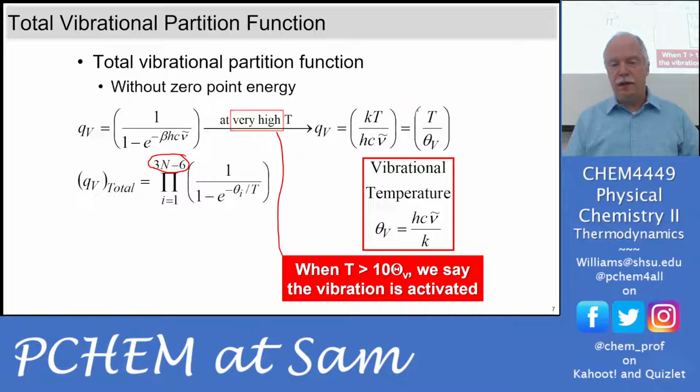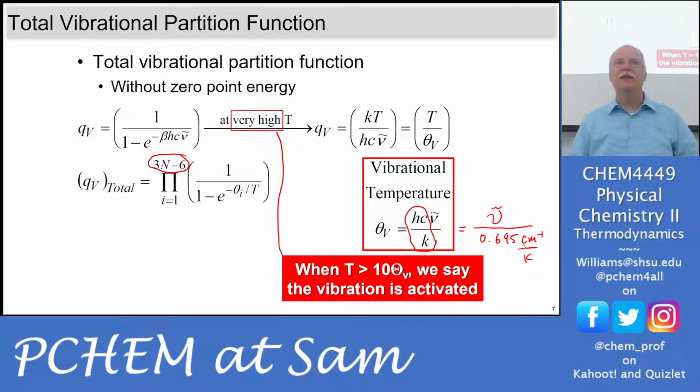And so this k over hc, we're familiar with that. Do you remember what the number is for that one? What's that? Yeah. 0.695 wave numbers per Kelvin. And then whatever your vibrational frequency is on top, you can divide that. So what's the vibrational temperature for the CH stretch?